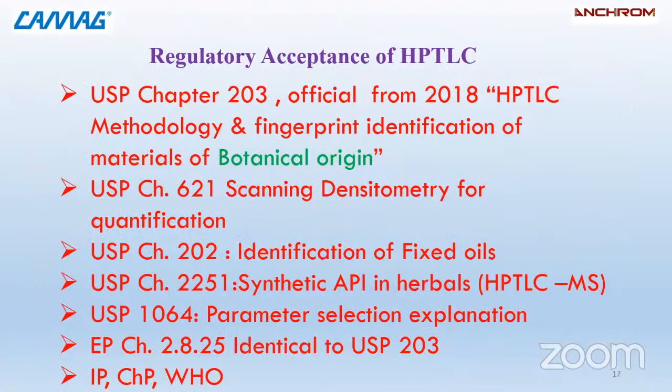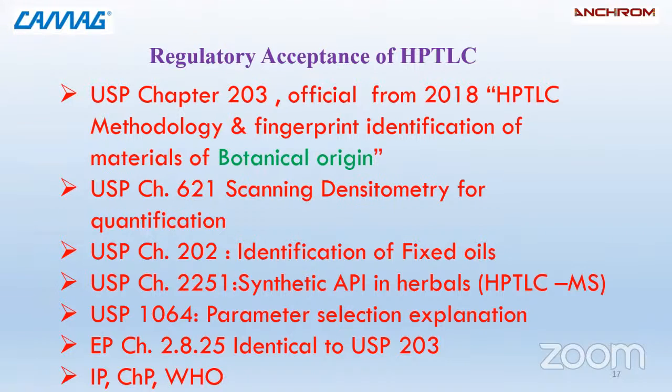Now we will see regulatory acceptance of HPTLC. As I have mentioned, HPTLC is now official in the United States Pharmacopoeia. There are different chapters like 203, 621, as I have shown on this slide. Chapter 203, official from 2018, talks about HPTLC methodology and fingerprint identification of materials of botanical origin. That means it is applicable for all the samples which are prepared from herbal ingredients.